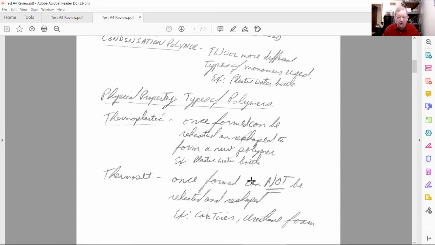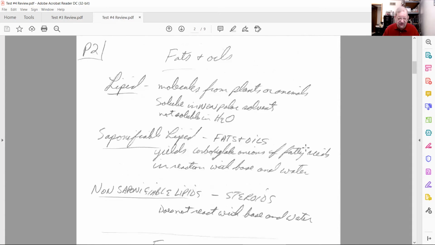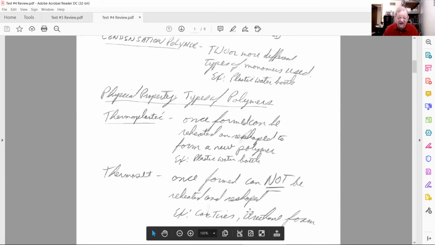All right. Once formed, cannot be reheated or reshaped, and that would be car tires, urethane foam.